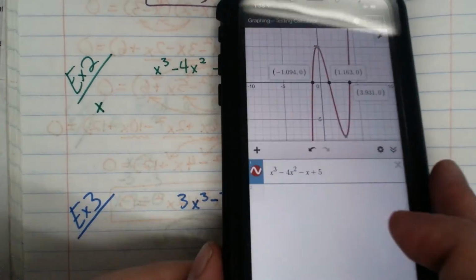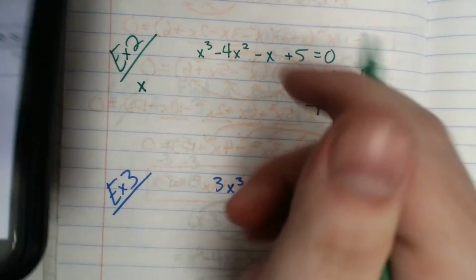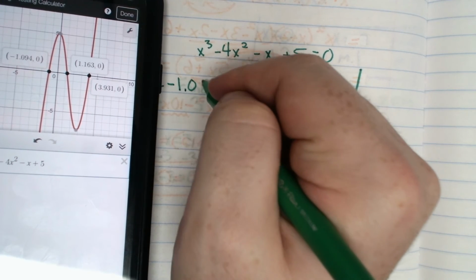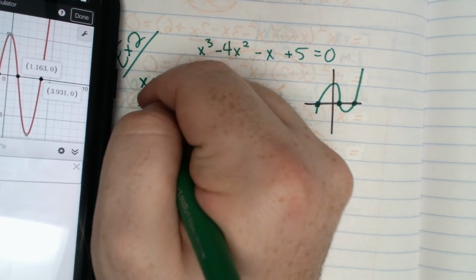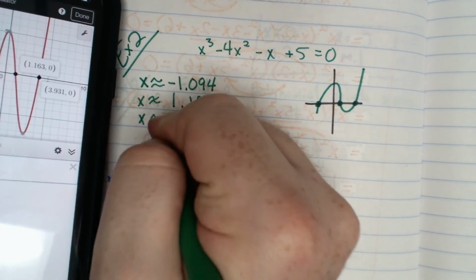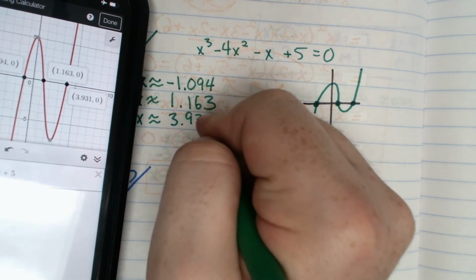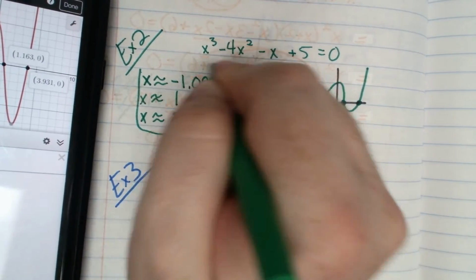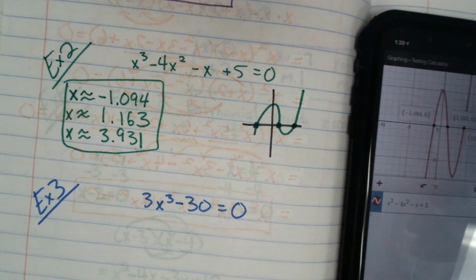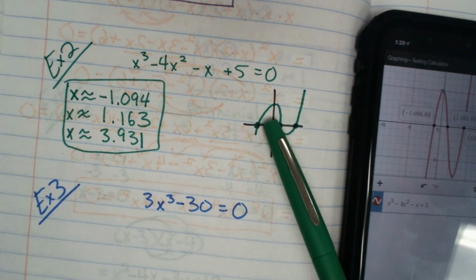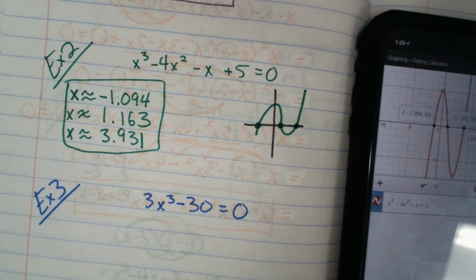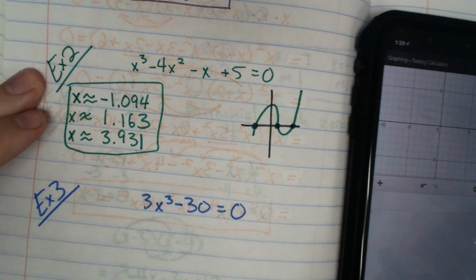So I'm going to say that my answers are approximately -1.094, approximately 1.163, and approximately 3.931. And again, that comes from the graph. And in this case, I know I have all of them because I can see that we have 3 answers to this cubic. And then let's just do one more.